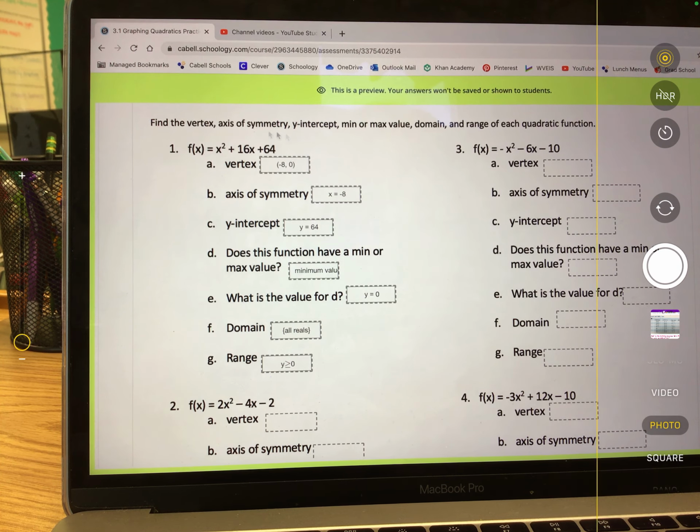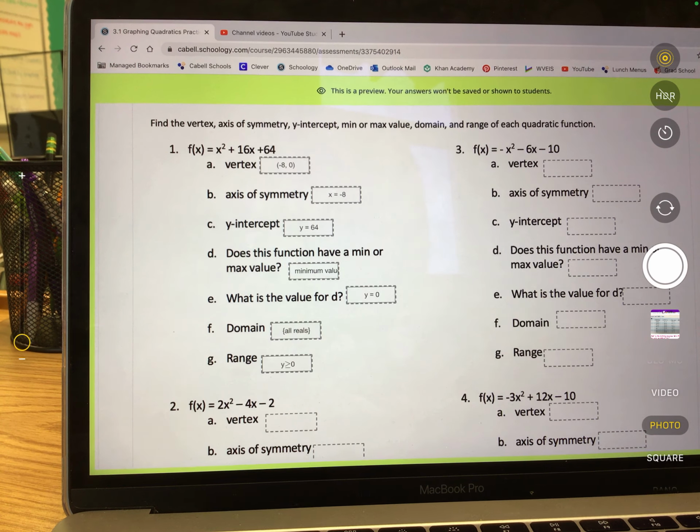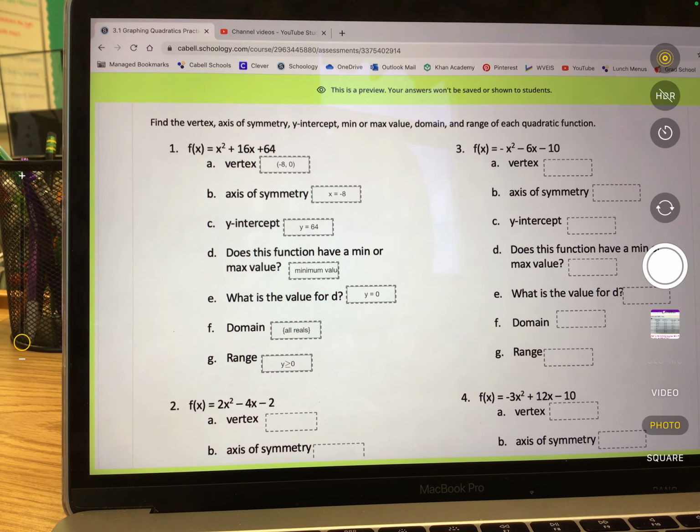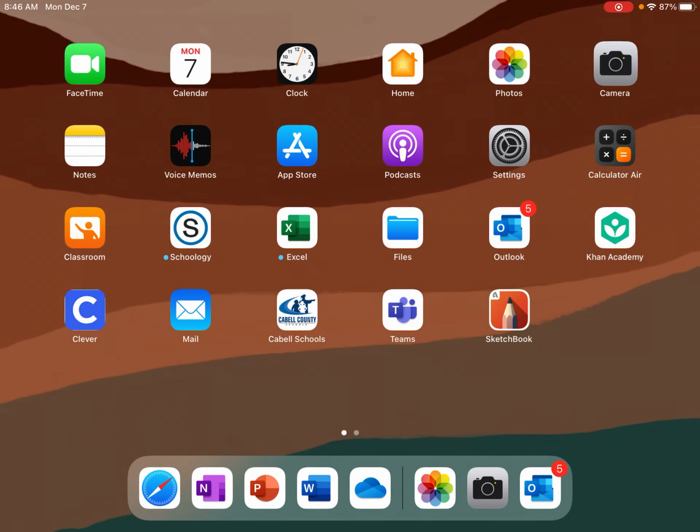So I went ahead and did the first one for you. There it is. So all you have to do are the other 3. So good luck with that, and if you have any questions, just go on to Teams or let me know, okay?